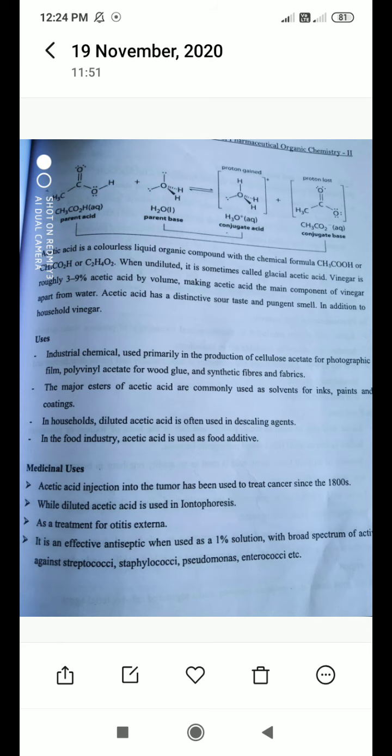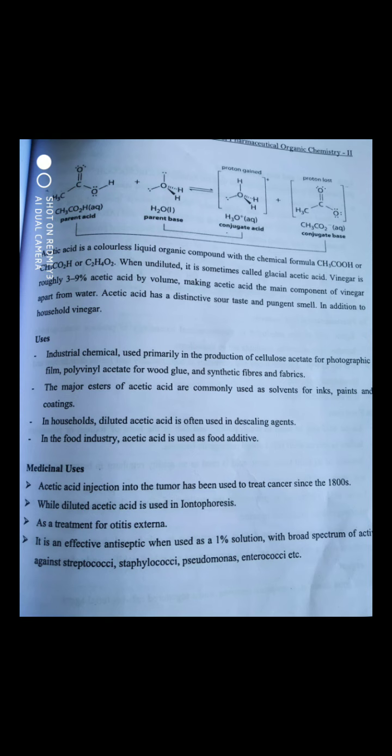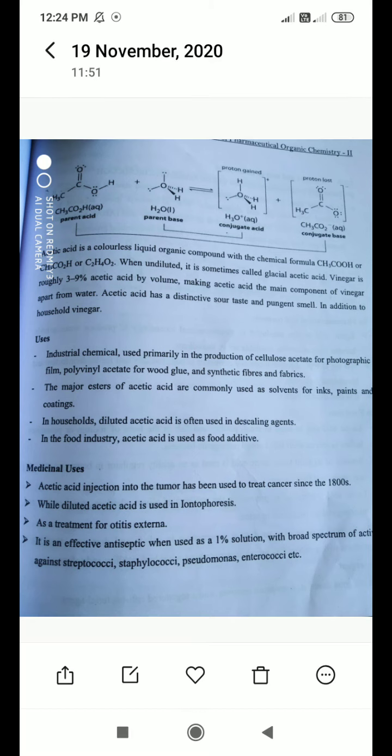Then as a treatment for otitis externa. Otitis externa means, otitis means this. Itis means inflammation. Inflammation of the ear. Otitis means an ear infection or something else, something ear related infection. In that, this acetic acid is used for the treatment purpose.